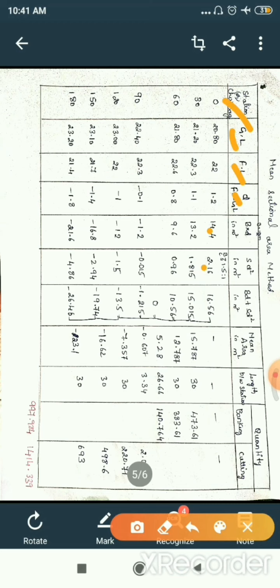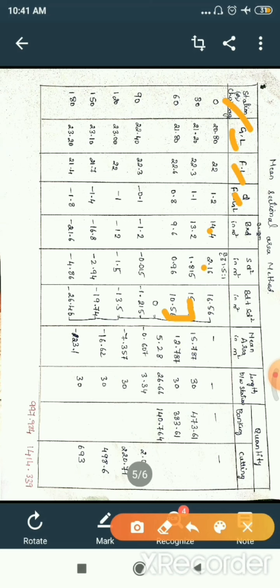Once you get the total area, find out the mean area. You have to take the mean area between chainage 0 and 30. That means take the average of these two, and you will get 15.785. Then again take the average of these two to get the next value.